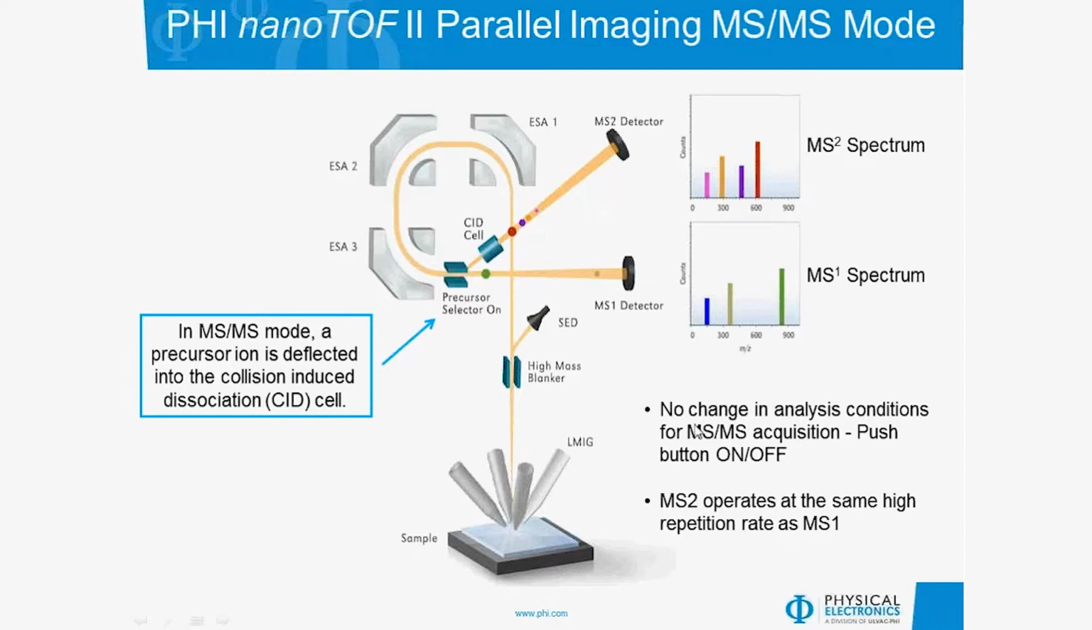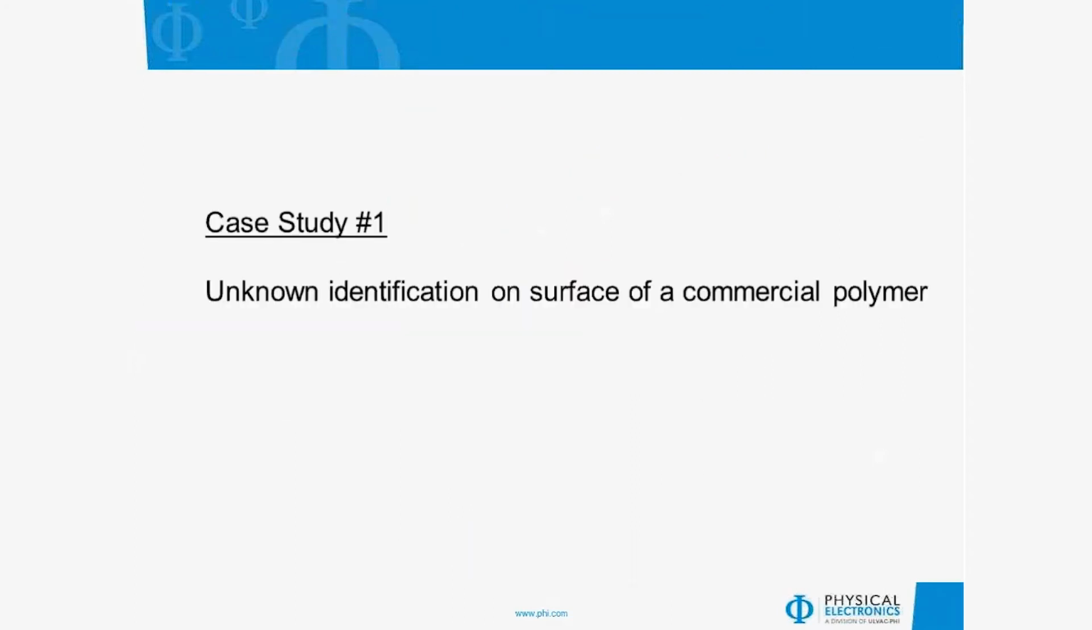The ability to switch between MS1 and MS2 is what we've worked on over the last 2 years, and it's become very, very easy. It's basically a push button on-off, whether you activate this cursor or not. All you have to do is enter the precursor mass, turn it on, and you get an MS2 spectrum. MS2 operates at the same repetition rate as MS1, so there's basically no change to your TOF-SIMS conditions. Now let's move on to the case studies.